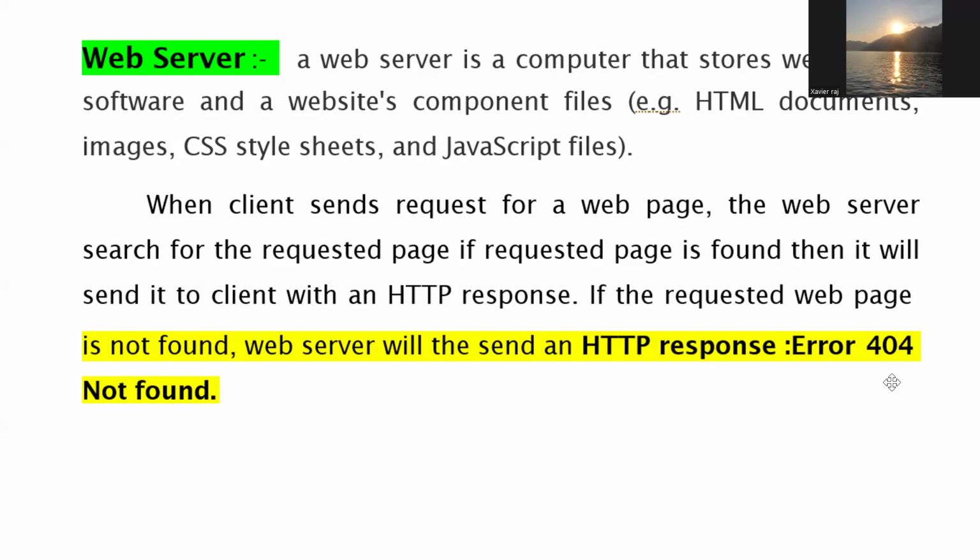So if any client requests a web page, the web server first searches whether the particular page is stored there or not. If the page is found, it will send the response to the client with the help of HTTP, that is Hypertext Transfer Protocol. Suppose the file is not found there, then it will give an error message 404. This is called web server. So web server is a computer that stores the web server software and the website's component files. According to the client's request for a web page, the web server searches and sends the information to the client. That is called the web server.